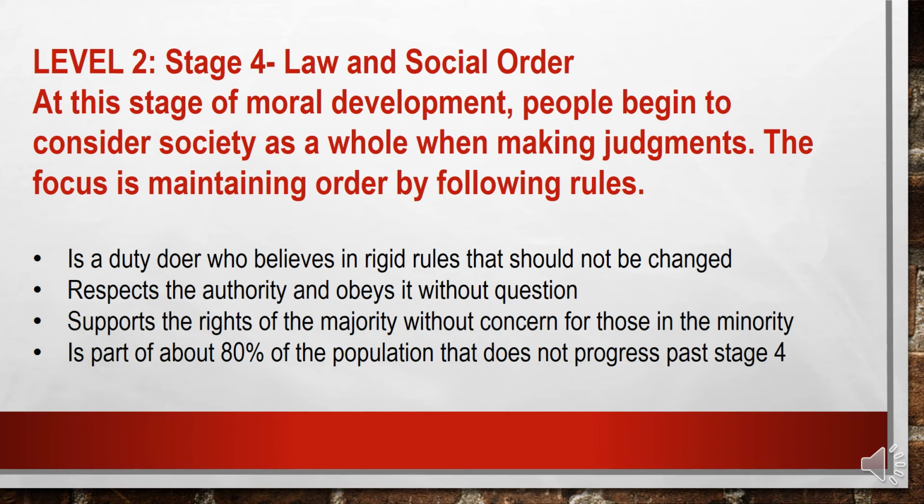So let us have stage 4 under level 2, which is law and social order. Okay, at this stage of moral development, people begin to consider society as a whole when making judgments. The focus is on maintaining order by following rules. So, number one, it is a duty doer who believes in rigid rules that should not be changed. Of course, the person respects authority and obeys it without question, and supports the rights of the majority without concern for those in the minority. And of course, about 80% of the population does not progress past stage 4.